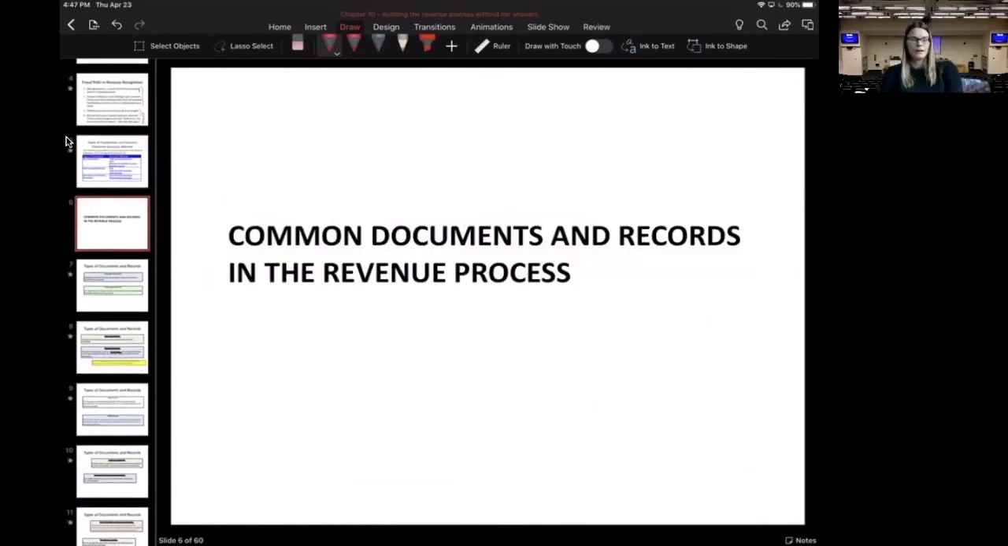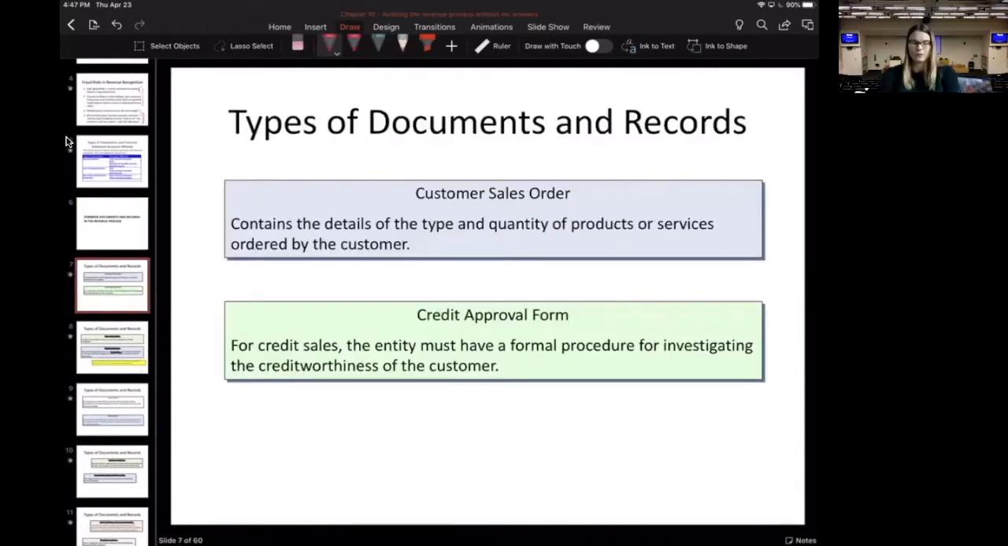So we are now going to quickly talk through some common documents and records in the revenue process. Some of these you may be familiar with, some of these you may not be. First is the customer sales order.